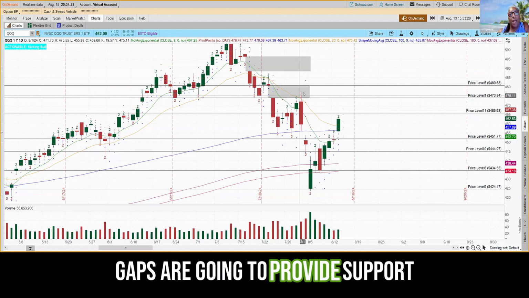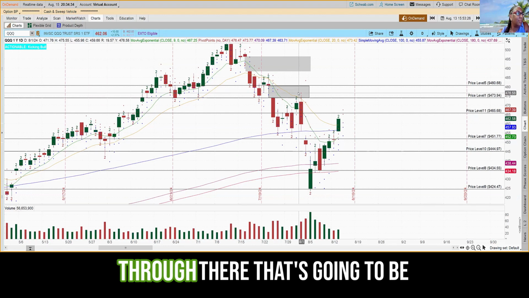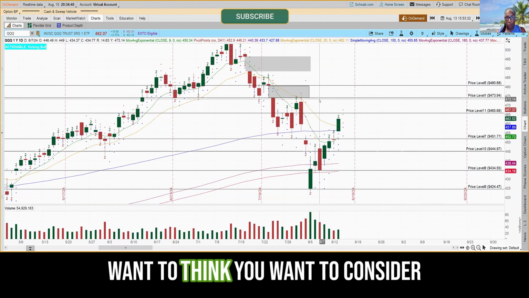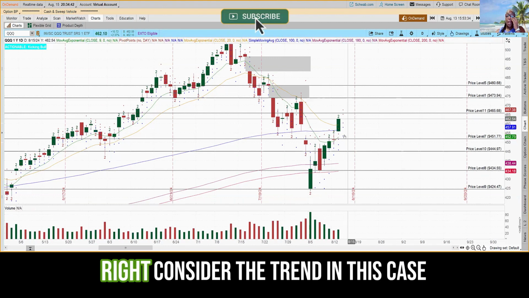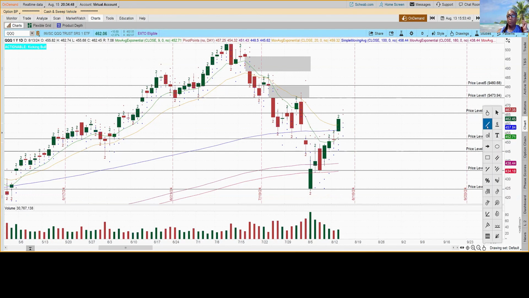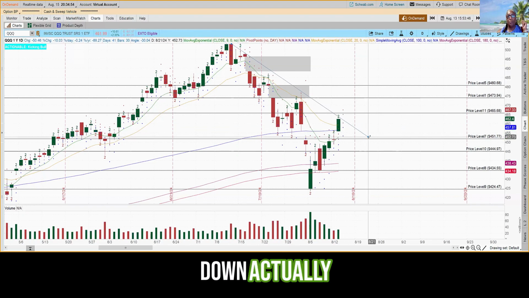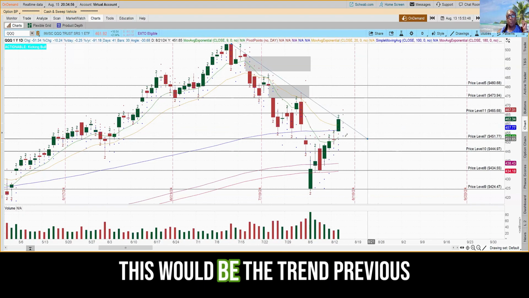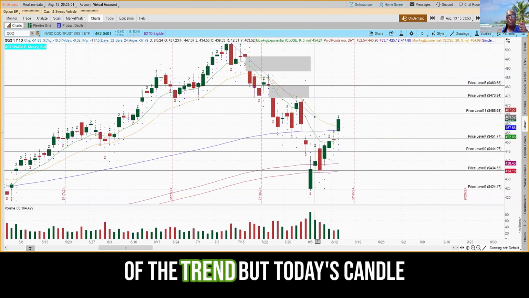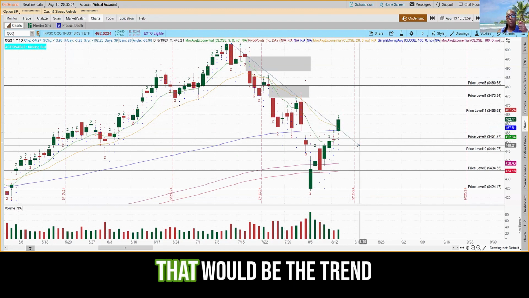The gaps are going to provide support and resistance. Usually the 25, 50, 75% way through there is going to be some. But peaks and valleys, peaks and valleys. You want to consider the trend, right? In this case, we kind of have a 2-part trend going. This trend is coming downwards from here. We've got a trend line going down. Actually, this would be the trend before today. This big red candle would be the top of the trend, but today's candle pushes through that. But if we were looking before today, that would be the trend.